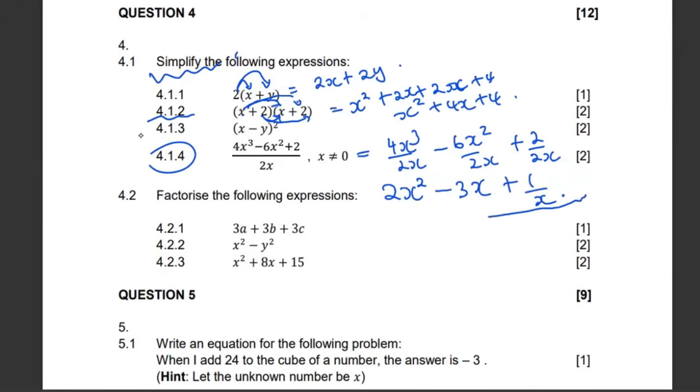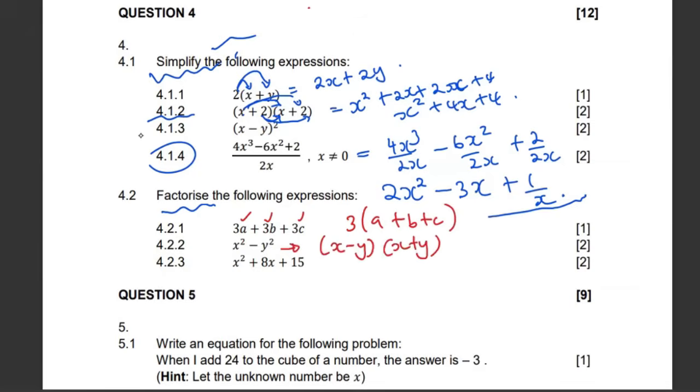Then 4.2. They're asking us to factorize. Now, when you're factorizing, it's basically the opposite of simplifying or opening brackets. Okay. So looking at the first part, remember we have a number of methods that we use. So with the first part, we have 3 to be common. Take it out. We shall be left with a plus b plus c. With the second part, it's a difference of 2 squares. Okay, so you're going to have x minus y and then x plus y.